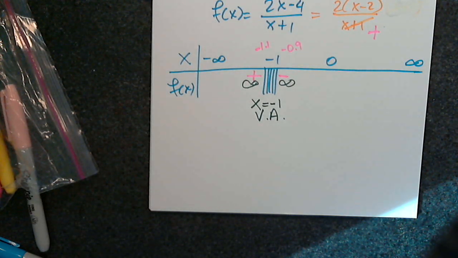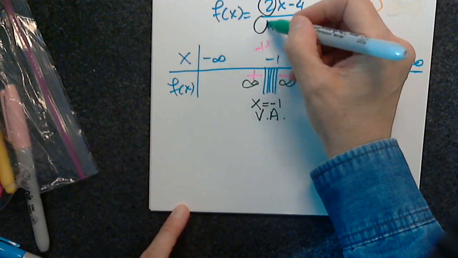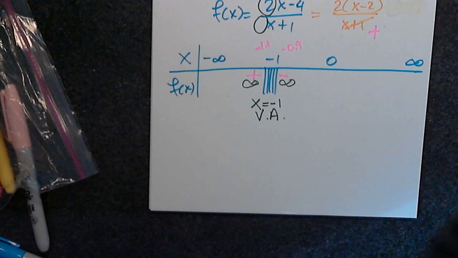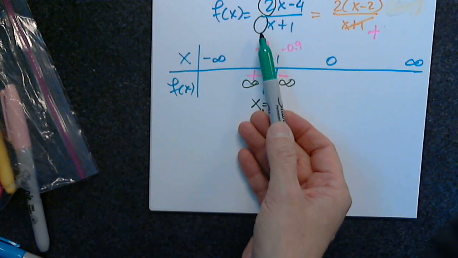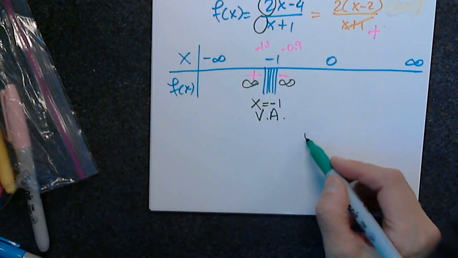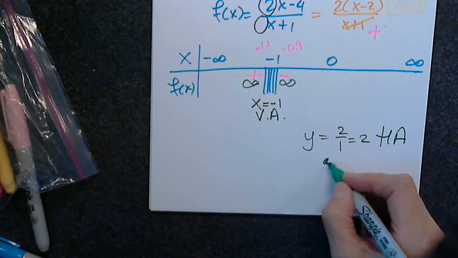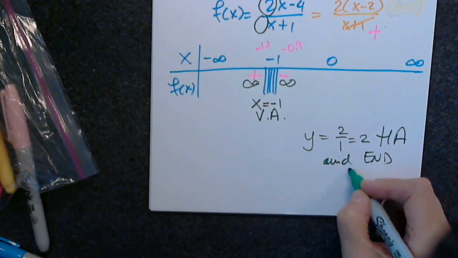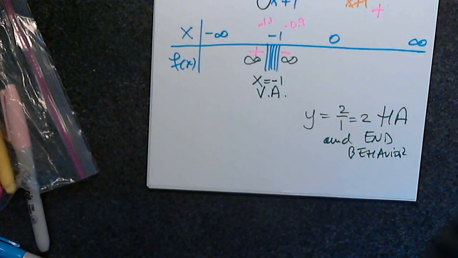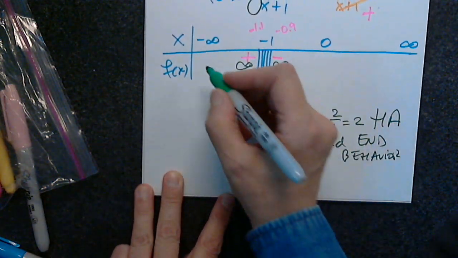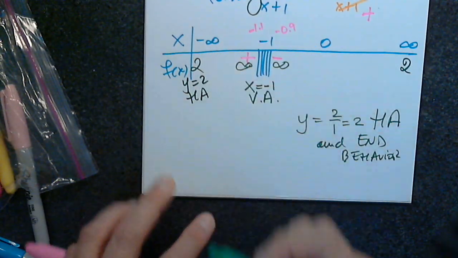So because it's type 1, the horizontal asymptote is the leading coefficient divided by the leading coefficient. What is the leading coefficient of the numerator? What is the leading coefficient of the denominator? Very good. So y equals 2 over 1, which is 2, is the horizontal asymptote and end behavior for all type 1 rational functions. y equals 2 is the horizontal asymptote.